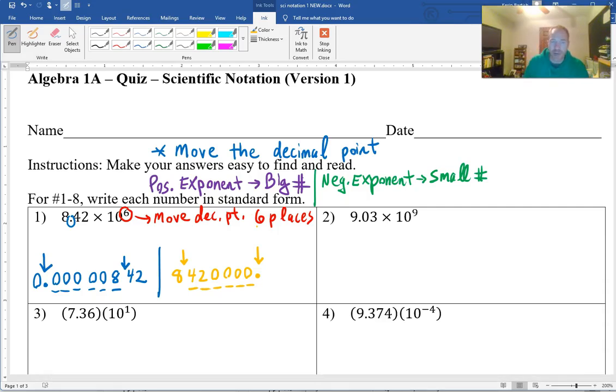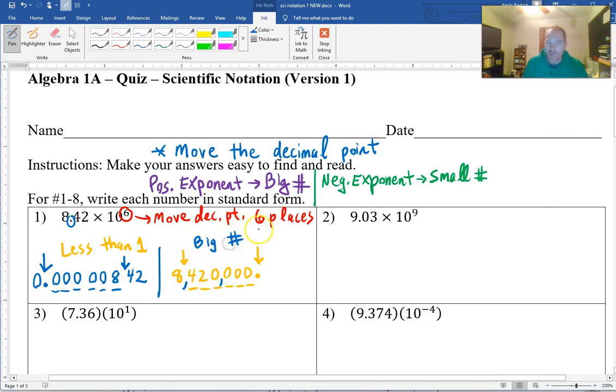But if you remember that the positive exponent means we want a big number. This number on the left is 0 point something. This is less than 1. This is a small number. The number on the right is 8,420,000. That is a big number. So since we had a positive exponent, I want the option that's the big number. So my answer is over here on the right, 8,420,000. That's the idea.